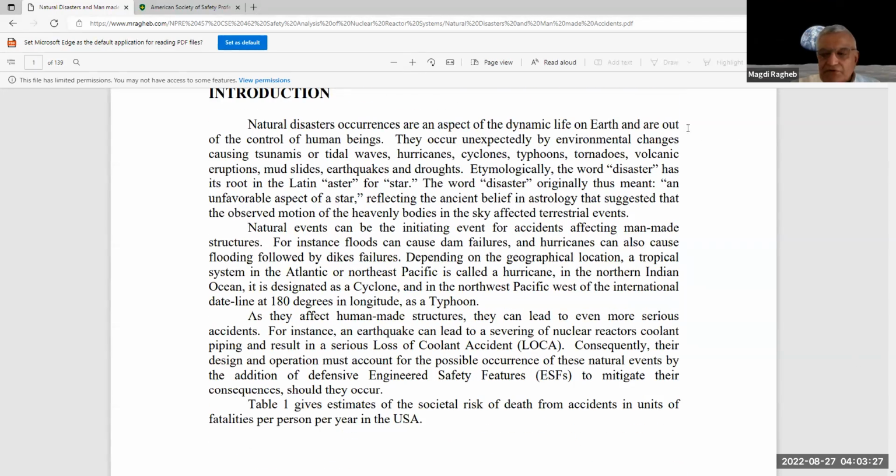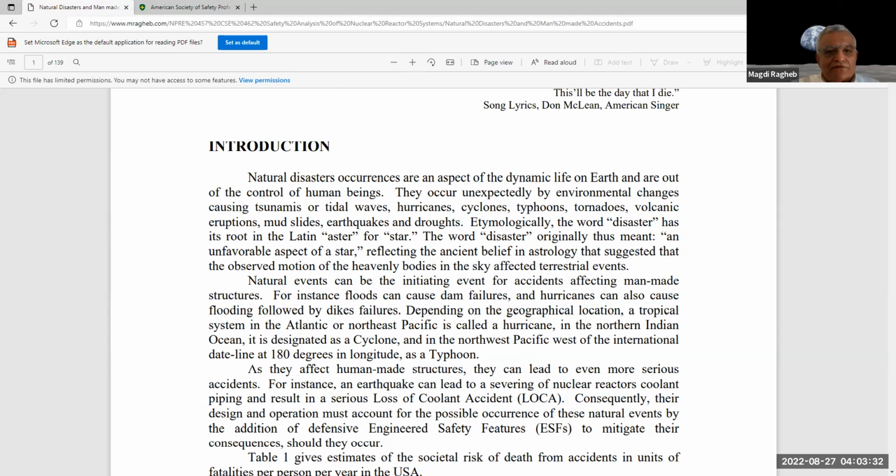Natural disasters occurrence, as we all know, is part of the dynamic life on Earth, and they are somehow out of the control of human beings. They occur also unexpectedly due to environmental changes, like the example of the Fukushima accident, which was caused by an earthquake that caused a tsunami that affected the nuclear power plants in Japan.